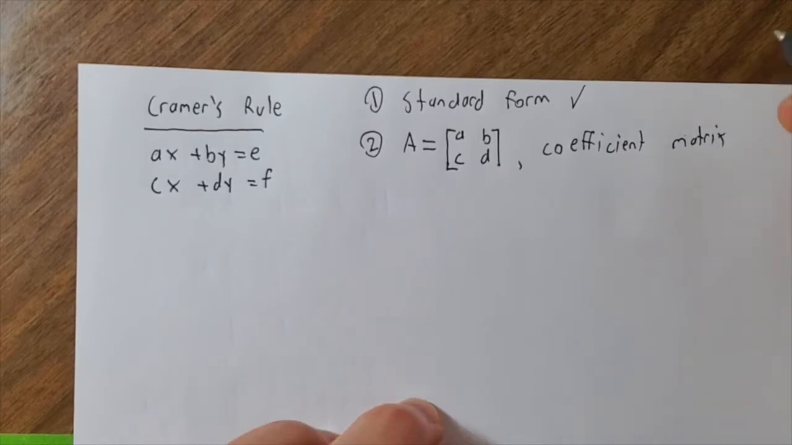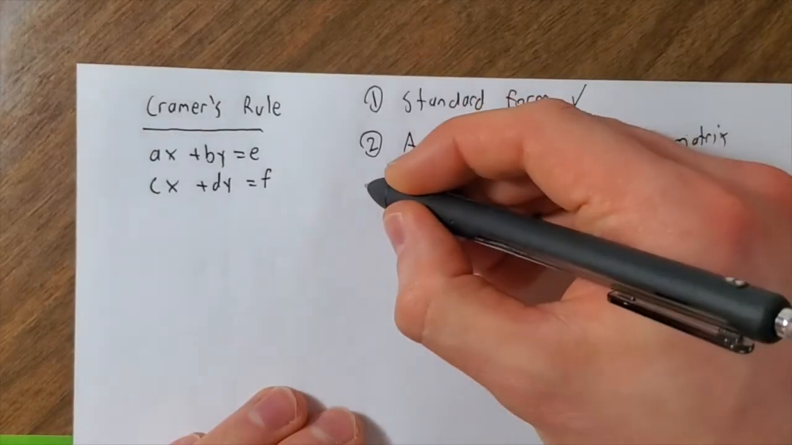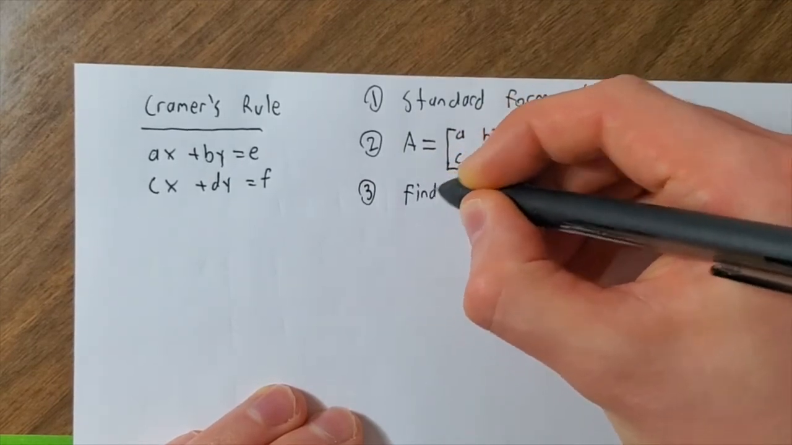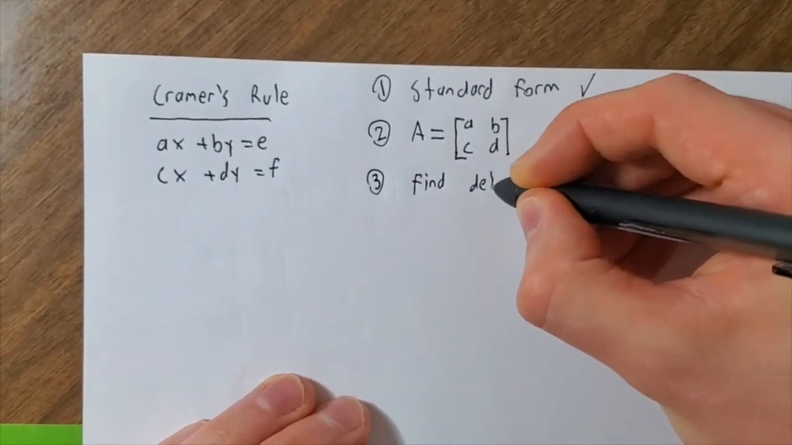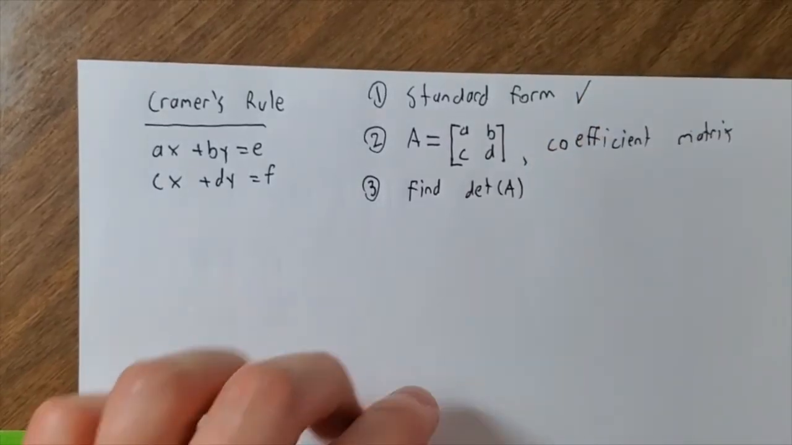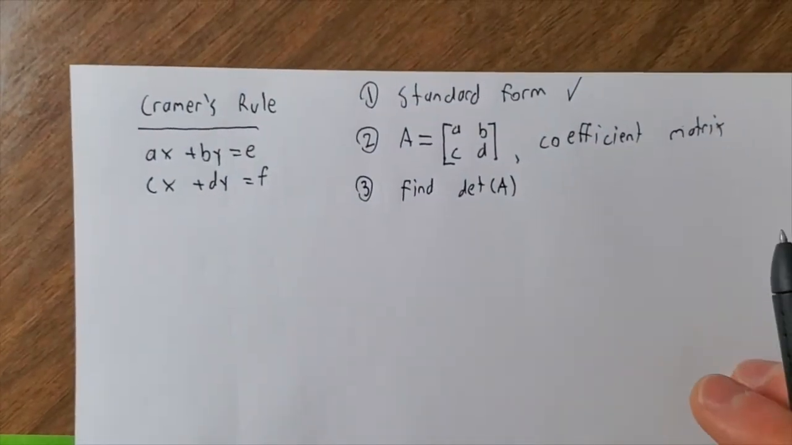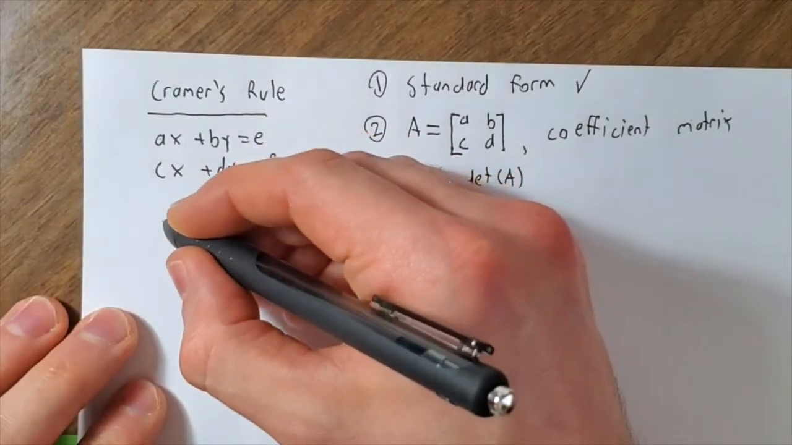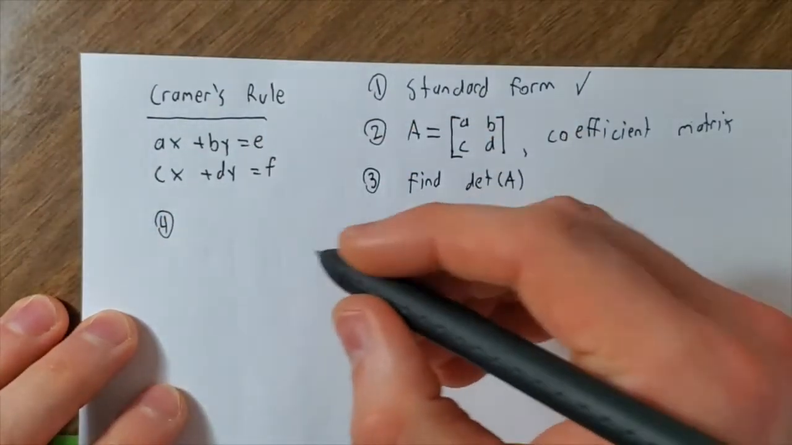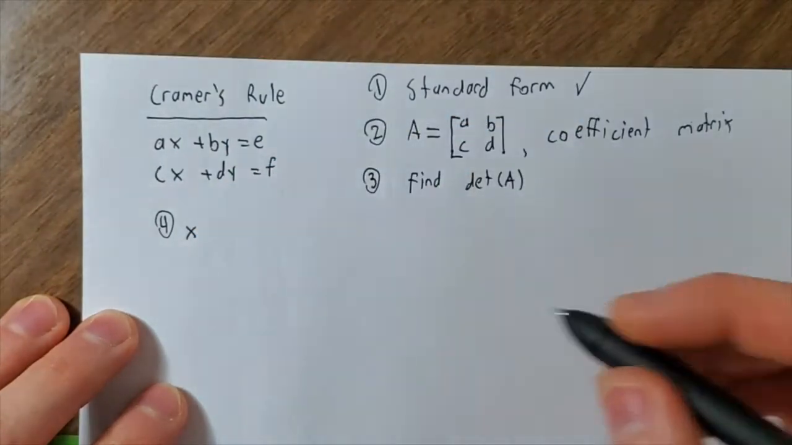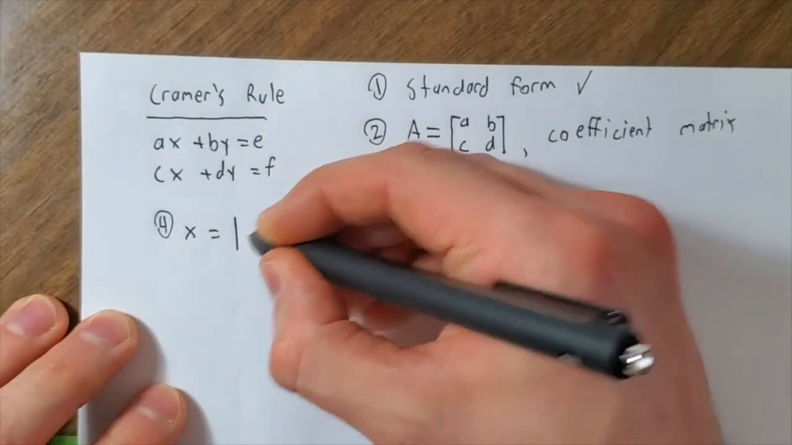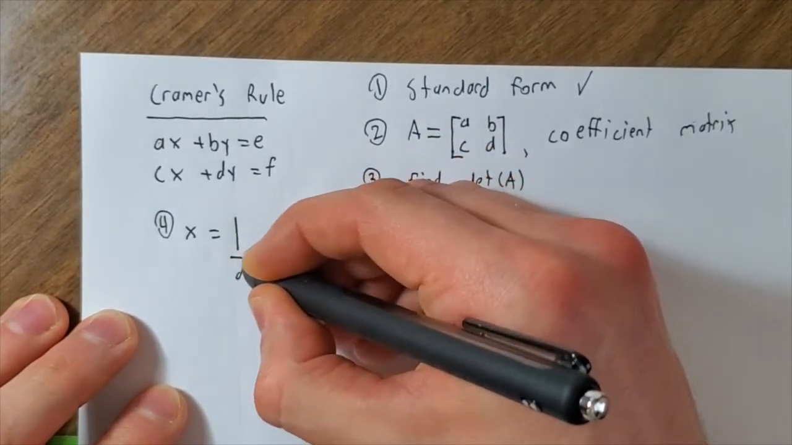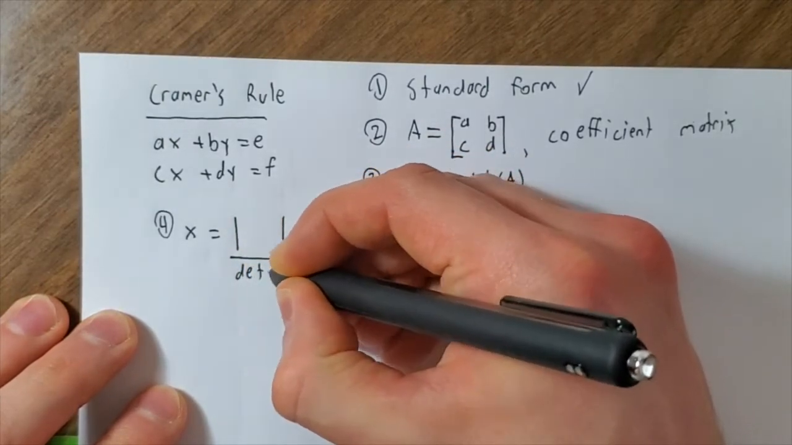So step 2, get the coefficient matrix. Step 3 is to find the determinant of the coefficient matrix. So find the determinant of A. And then once we get the determinant of A, we can use that in our next steps to find x and y. So step 4, we can say x is equal to the determinant of a new matrix over top of the determinant of A.